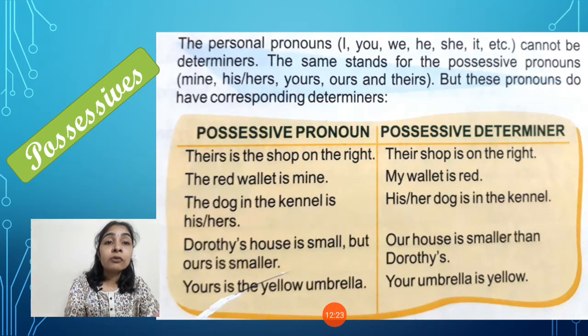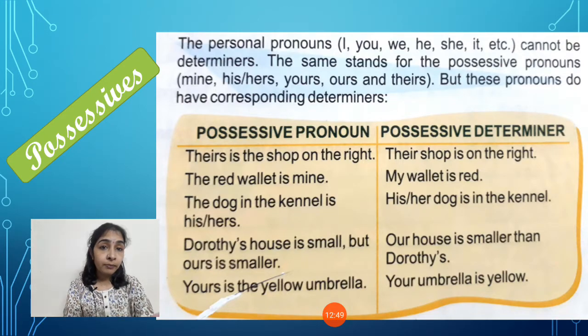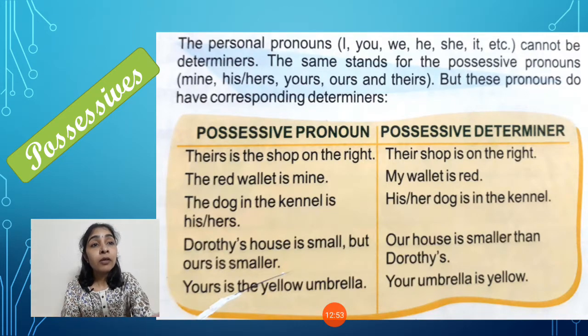Similarly, "Dorothy's house is small but ours is smaller." "Our house is smaller than Dorothy's." Here I am just determining the quality of my house. My house is smaller than Dorothy's house. "Yours is the yellow umbrella," and if I say "your umbrella is yellow," then I am determining the color of your umbrella. So that is the difference between possessive determiner and possessive pronoun.